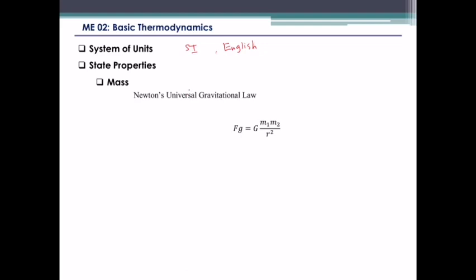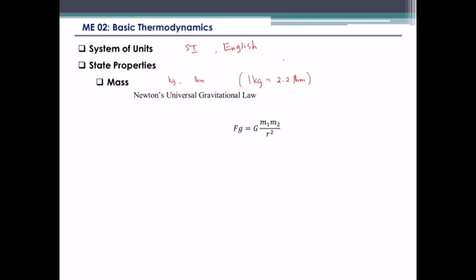For mass in SI, we have the kilogram, the standard unit of mass for the SI system. And for the English unit, the most widely used is the pound mass, wherein the conversion factor is 1 kilogram is 2.2 pound mass.